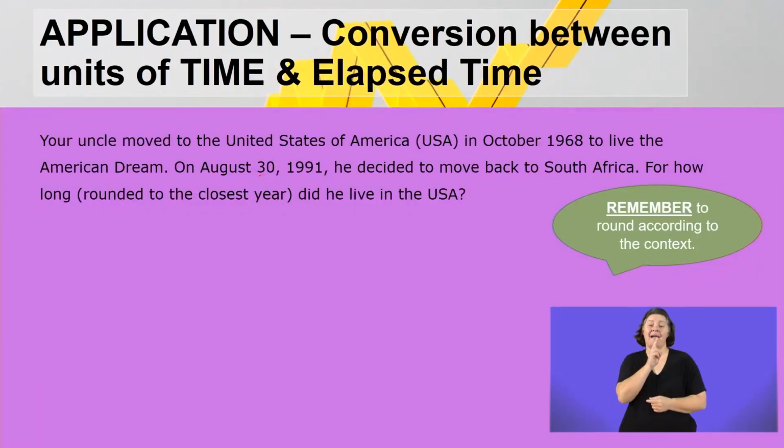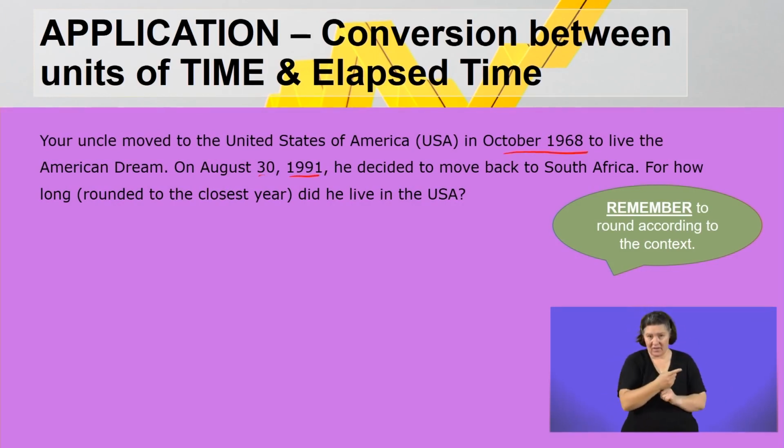Remember, with application sums, we normally have a lot of info, so you must extract the correct information and apply that. So at number 1, we are saying, your uncle moved to the United States of America, the USA, in October 1968 to live the American dream. On August 30th, 1991, he decided to move back to South Africa. So the question at hand: for how long, rounded to the closest year, did he live in the USA?